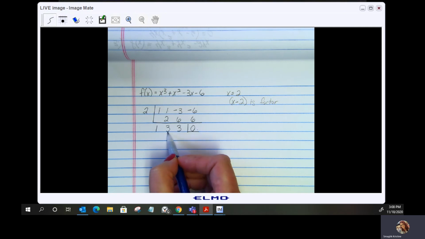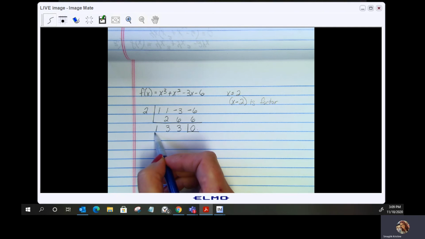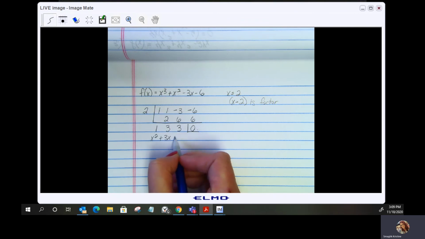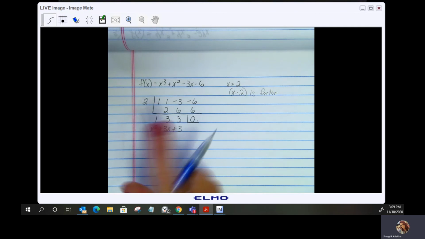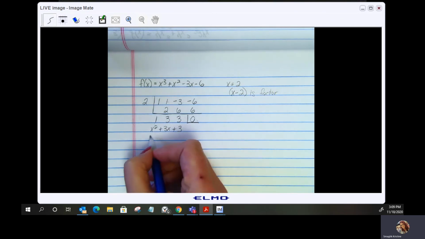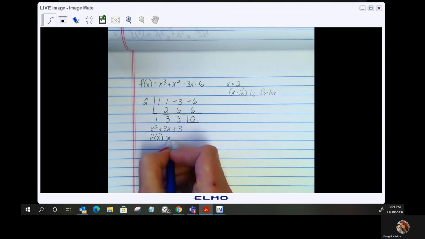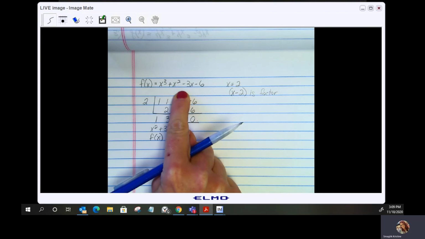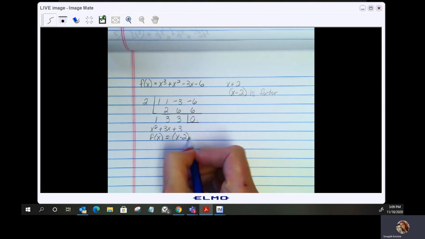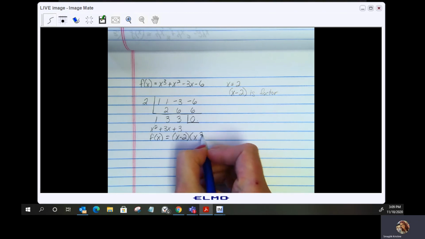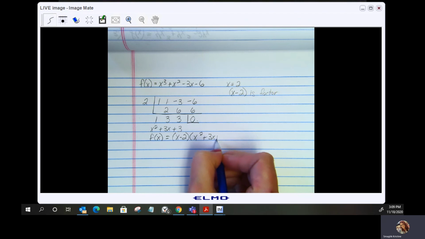So now what's left is, this is my degree of 0, that's my constant. Degree of 1, that's my x term. Degree of 2, that is my x squared term. So this is x squared plus 3x plus 3. Okay, now just to reiterate, what we have done is factoring this. So what I've got so far is x minus 2 times x squared plus 3x plus 3.